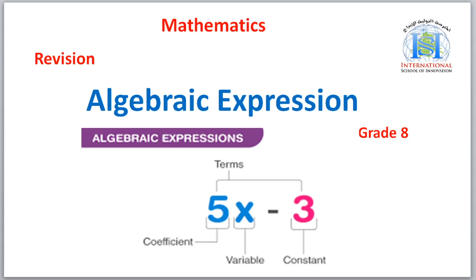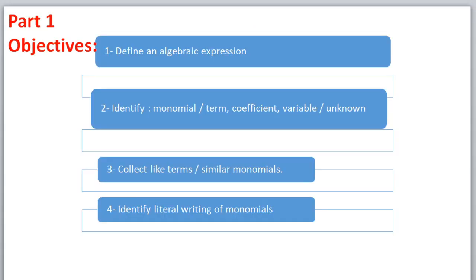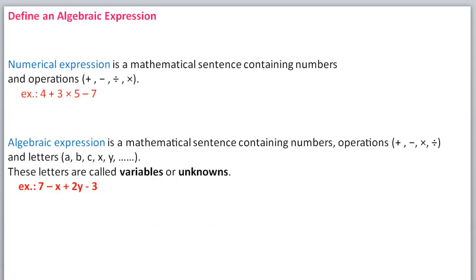So let's start here. This lecture will be divided into two parts. The objectives of the first part are to define algebraic expressions, identify monomial, term, coefficient, variable, unknown, collect like terms, similar monomials, and identify literal writing of monomials. Okay, this is the first part. So let's start directly.